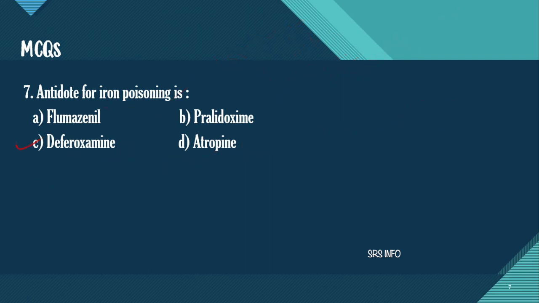What is flumazenil? Flumazenil is used as an antidote for benzodiazepine, and pralidoxime is used as the antidote of organophosphorus poisoning. Okay, and you know very well that atropine is an anticholinergic and antimuscarinic agent, and it is used to treat the poisoning of some nerve agents and pesticides. I have repeated it many times.